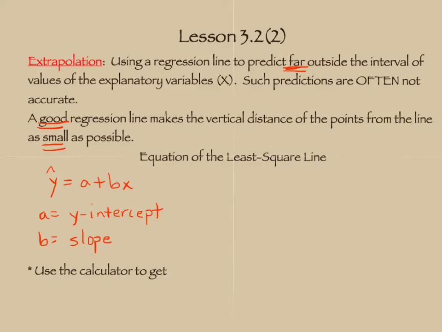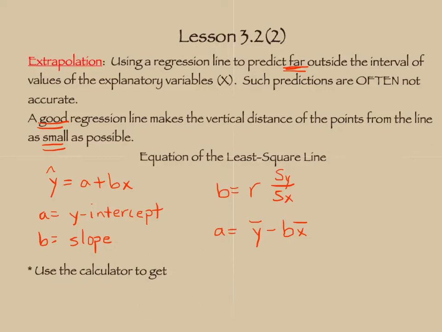So we're going to actually find out how to get our a and b values. Well, b, or the slope, is equal to the correlation r times s sub y divided by s sub x. And what is s sub y? Well, that is the standard deviation of y, and s sub x is the standard deviation of x. And a, our y-intercept, is equal to the mean of y, or y bar, minus b, our slope, times x bar, or the mean of x.